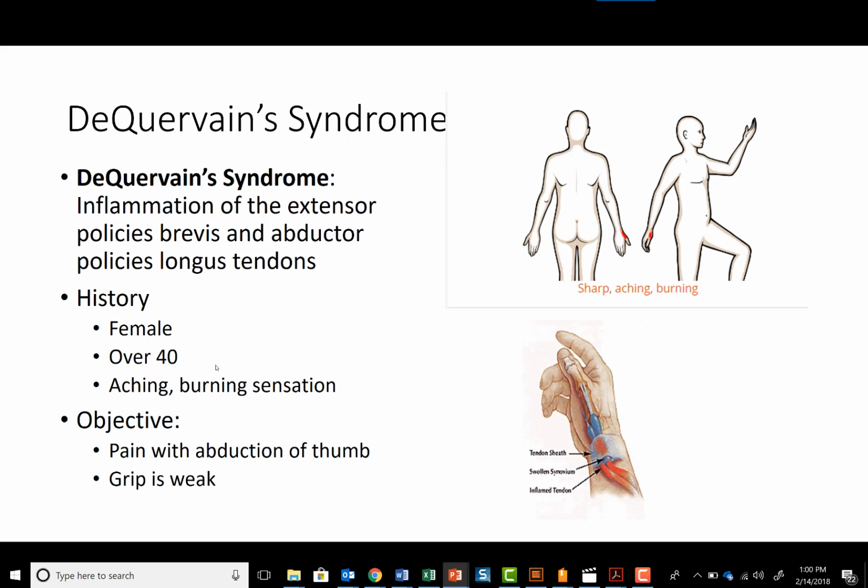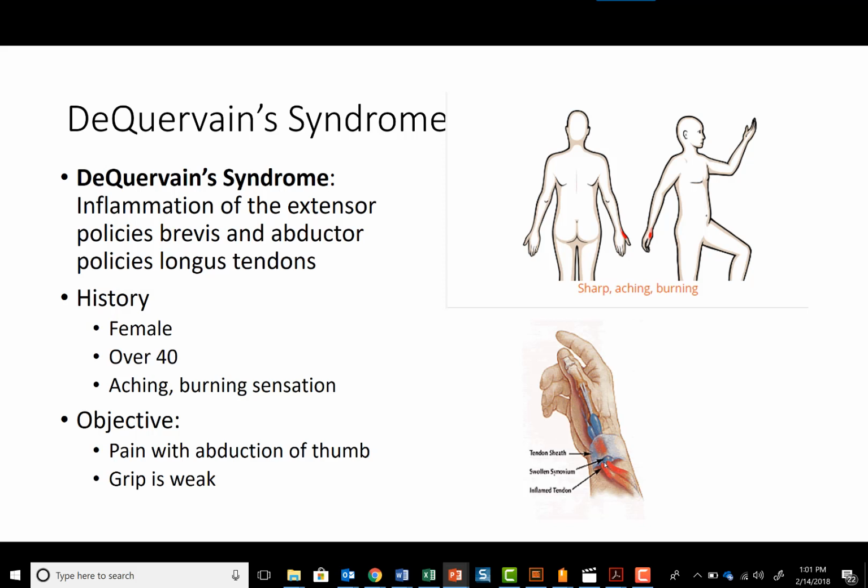De Quervain syndrome is inflammation of the extensor pollicis brevis and abductor pollicis longus in the thumb. So if we look down at this picture down here, we've got this nice tendon sheath, and we've got the extensor and abductor pollicis tendons. So what you see here is sort of a tenosynovitis, or an inflammation around the tendon area. And typically they feel this burning tendon sensation on that radial side of the wrist.